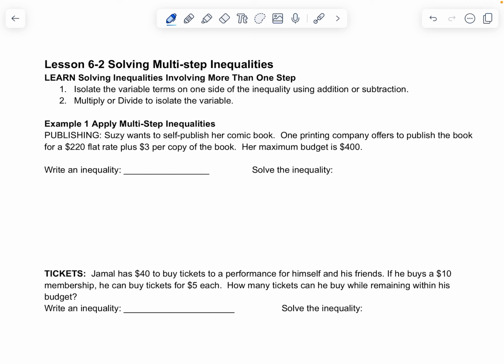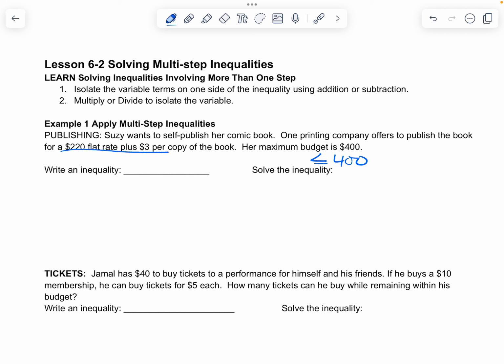And just like when we had the equal sign, we are going to solve with multi-step. So it says Susie wants to self-publish her comic book. One printing company offers to publish the book for a flat $220 flat rate plus $3 per copy of book. Her maximum budget is $400. So she has to use less than or equal to $400.